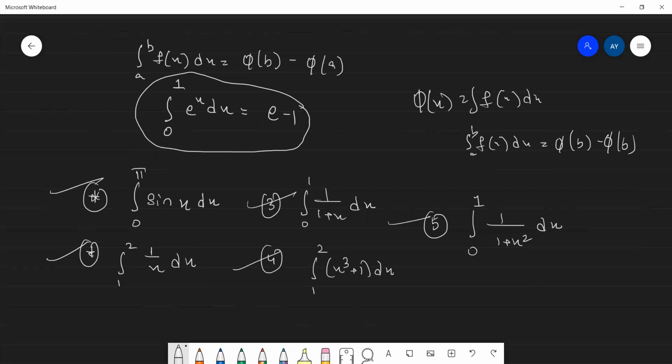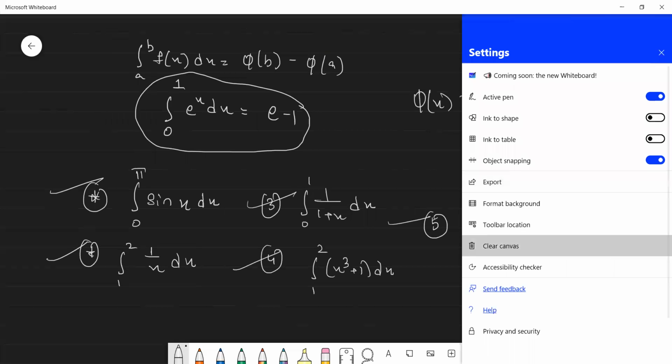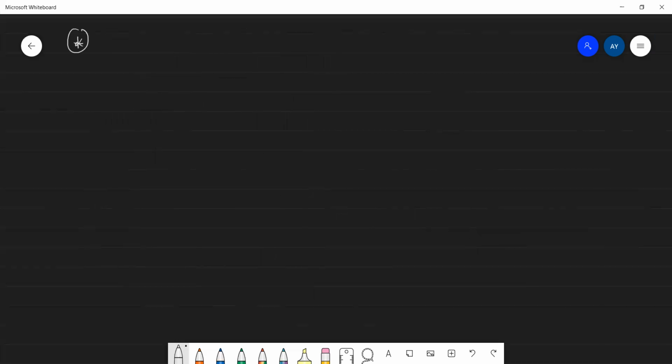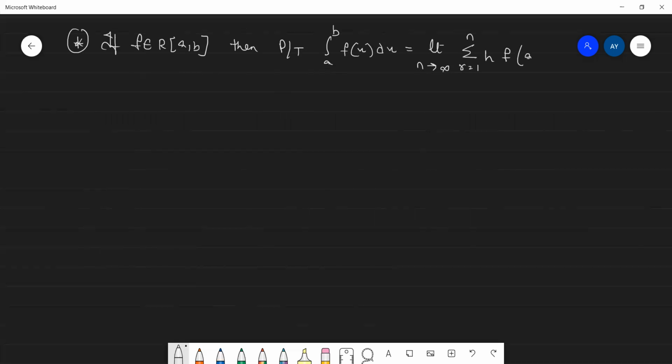Now moving on to the next theorem, which says, if f belongs to R over a comma b, then they are asking us to prove that the integral a to b f of x dx is equal to the limit n tends to infinity of the summation r equals 1 to n of h into f of a plus r h. And what is h? h is equal to b minus a by n.